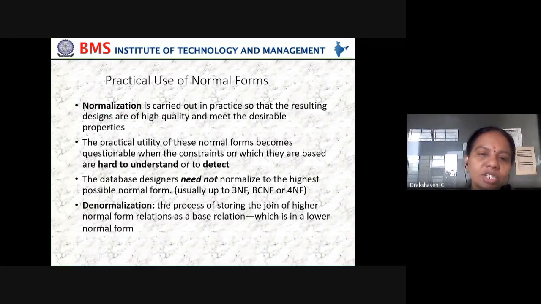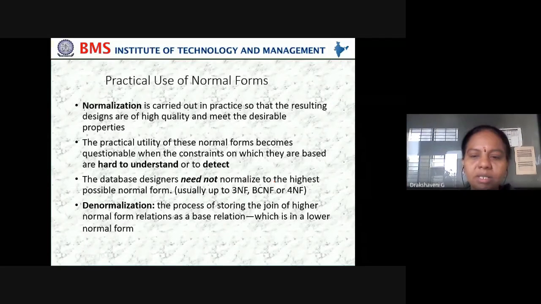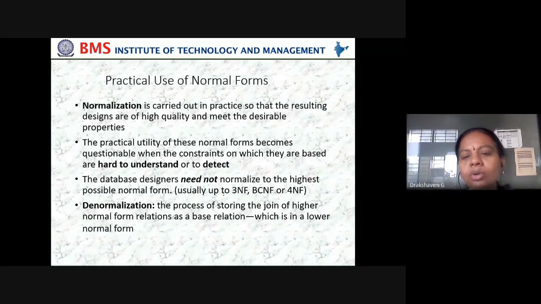Normalization is carried out in practice so that the resulting designs are of high quality and meet the desirable properties. The practical utility of these normal forms becomes questionable when the constraints on which they are based are hard to understand or to detect. So the database designer need not normalize to the highest possible normal form. Usually up to 3NF, or we can see whether we can go beyond that, to fourth normal form.